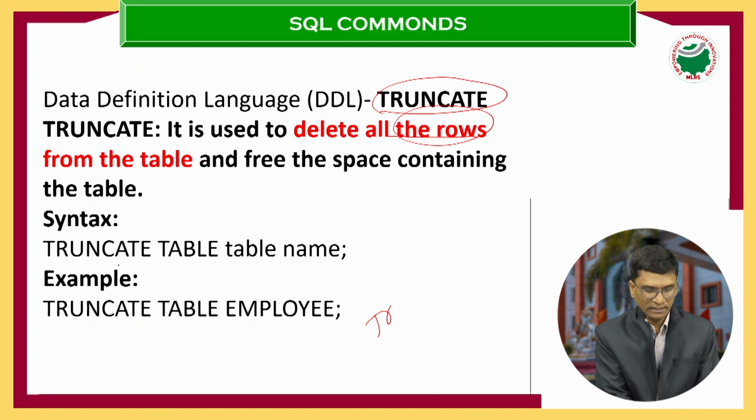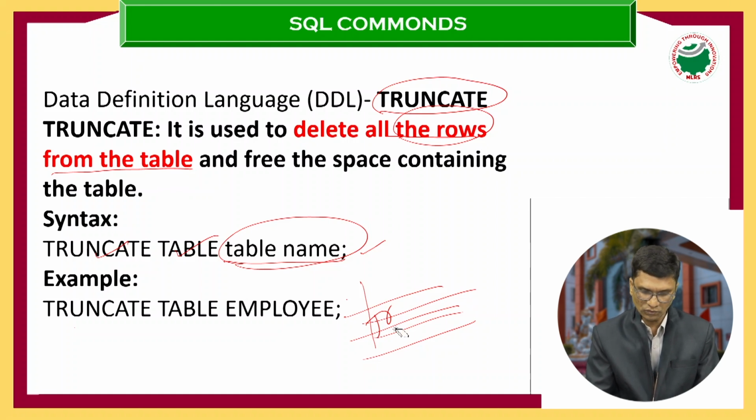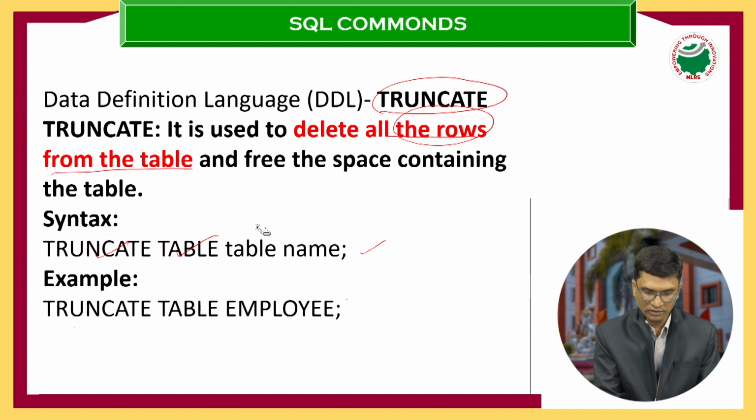The syntax for truncate is truncate table, table name. The table name we can write as whatever we are going to delete from, maybe student or employee. So you can delete all the rows related to this table. Example, truncate table employee. In this one, the employee table rows will be deleted, all the rows related to employee. So this is used to delete all the rows from a particular table. We are using this truncate.